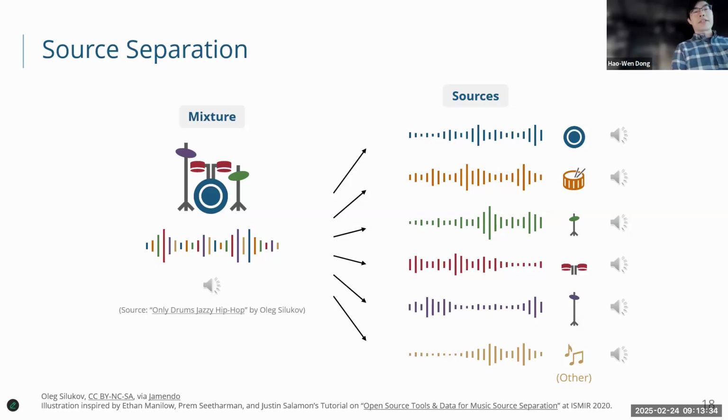Even though the separation stem is always the four. So what's the four? Vocal, drums, bass, and everything else. So it's sort of like the default way people do stuff.